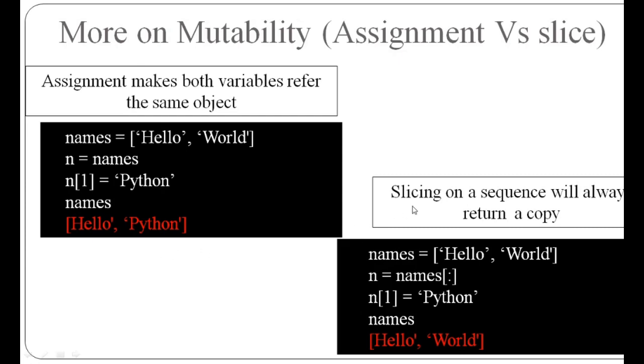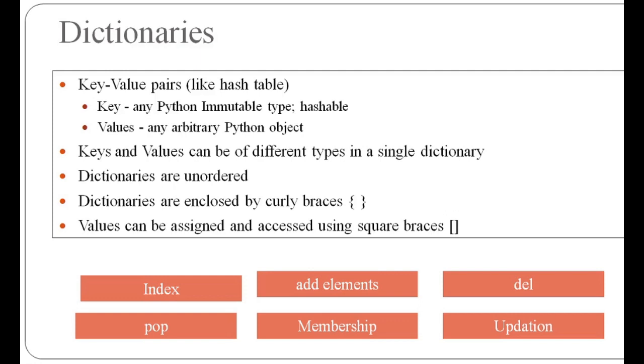What will happen when I do a slicing? Here the same names, but instead of doing the assignment, I am using a slicing operator. When I specify this without the start and end index, it means from 0 to the last element. So what will happen? Here it makes a copy to that n. So now if I make changes to n of 1, that will not affect the original list. So in effect, assignment makes both the variables refer to the same object, but slicing will always return a copy. So when you have a copy, you can make any changes that will not reflect in the original list.